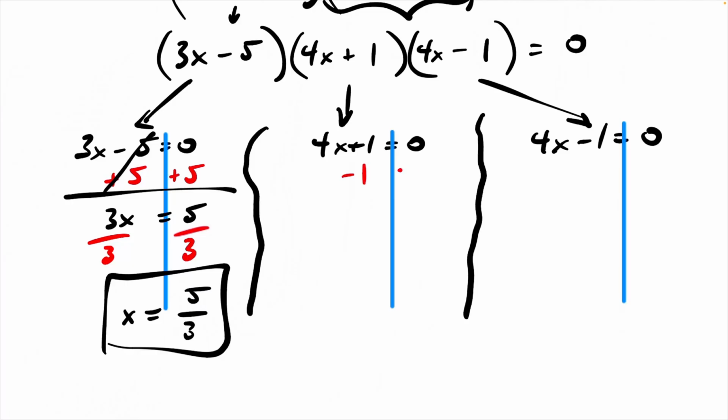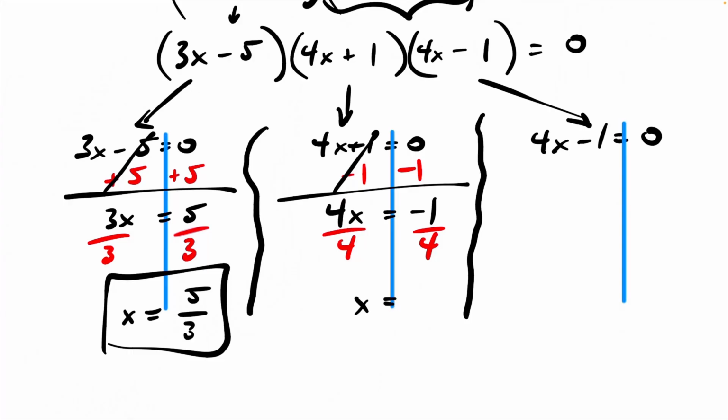Next one, negative 1, minus 1, both sides. Divide by 4. That doesn't make 4, it makes negative 1/4. You can move the negative with the 1, you can move it with the 4, or you can put it in front like I did. Doesn't matter, as long as there's 1 negative somewhere there.